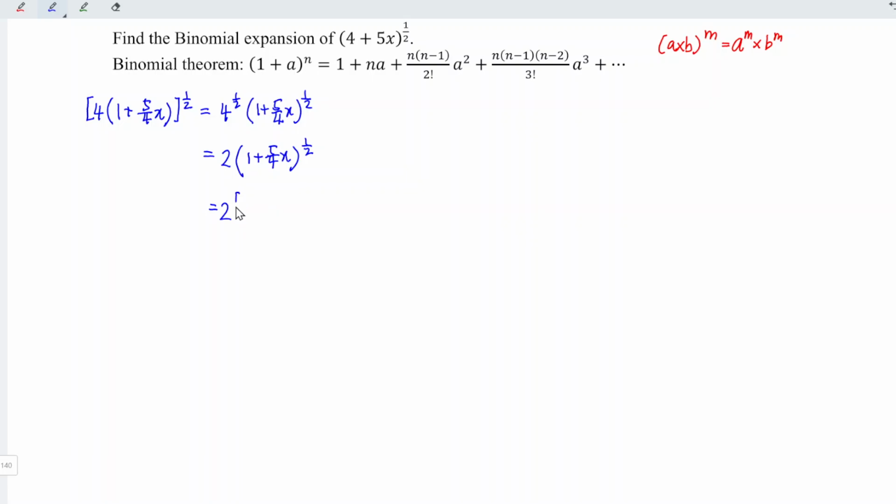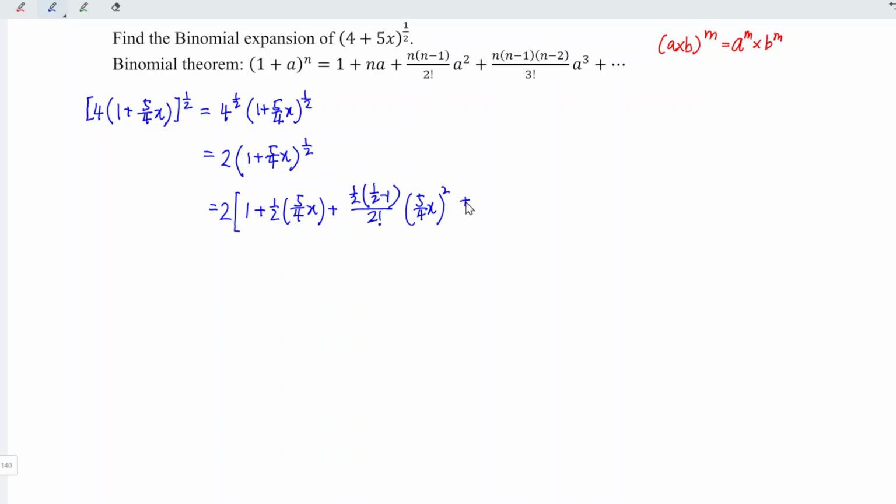So we just have to apply the formula. Firstly, we have 1 plus n is the power, which means that we have 1 over 2, and we times a. A for this case is 5 over 4x. And the third term is n, 1 over 2 times n minus 1, 1 over 2 minus 1, divided by 2 factorial times a squared, which means 5 over 4x squared.